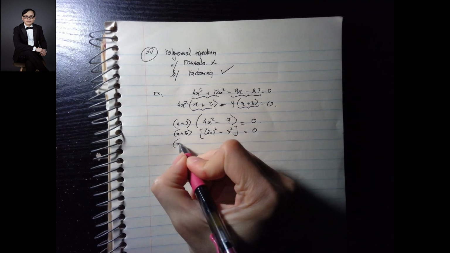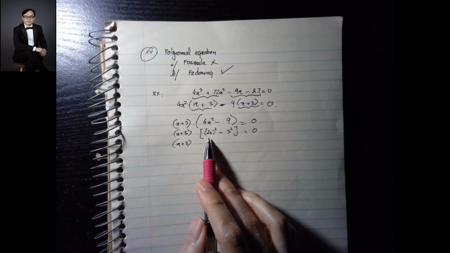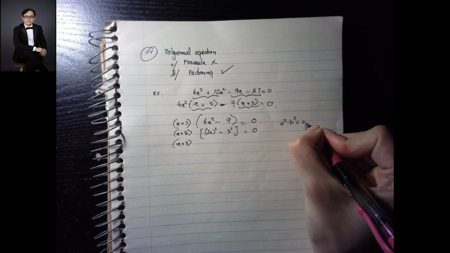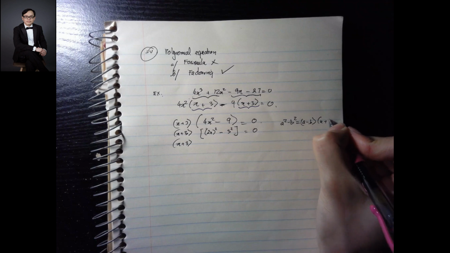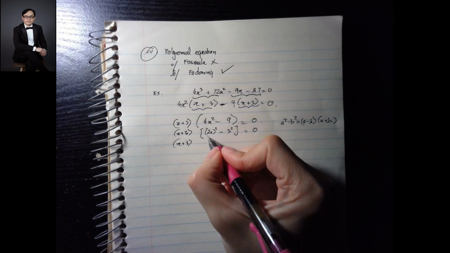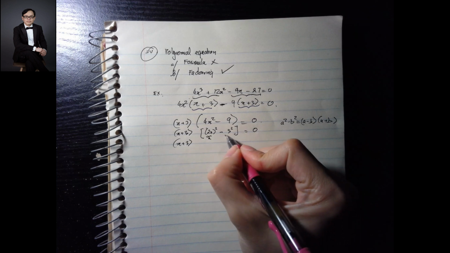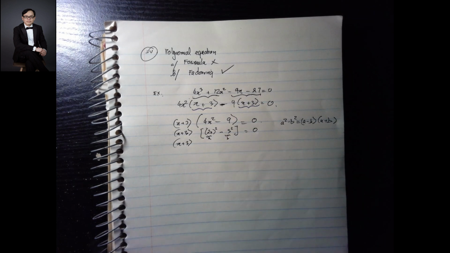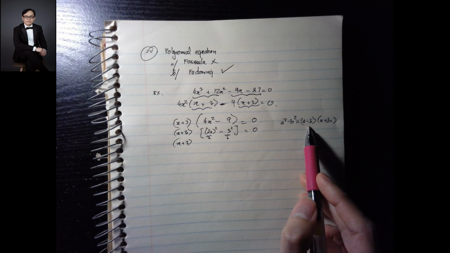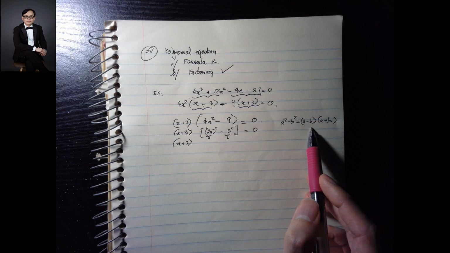So right over here I have the form a squared minus b squared, which gives you a minus b times a plus b. So a in this case is 2x, and b is 3. So if I apply this formula, this formula you already learned in intermediate algebra.